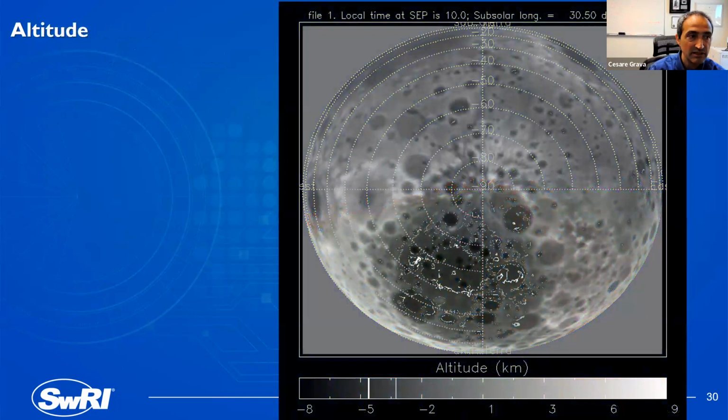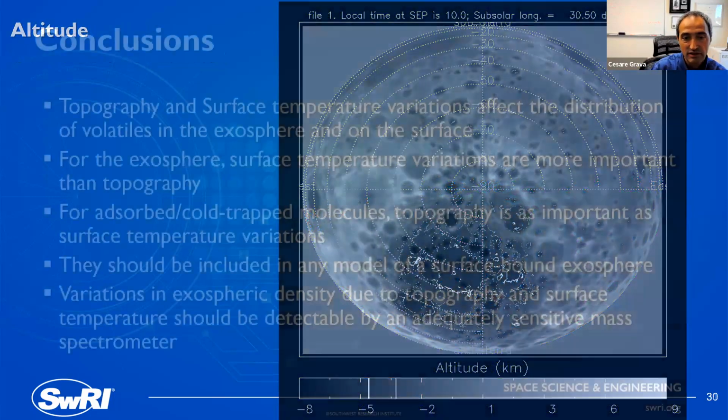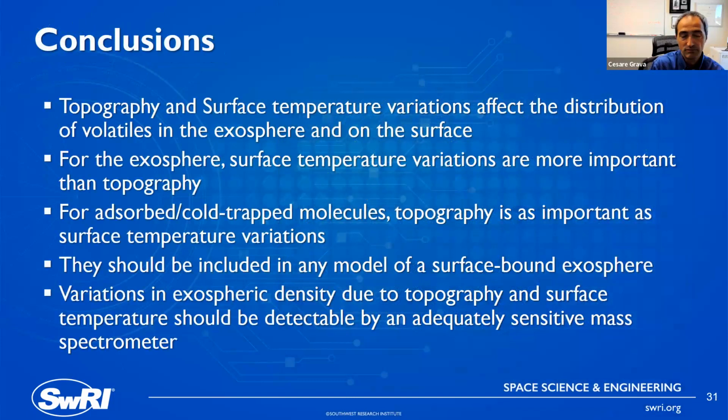Okay, so this is pretty much my talk. So the conclusion: topography and surface temperature variation affect the distribution of volatiles in the exosphere and on the surface as well. For the exosphere, surface temperature variations are more important than topography, as we saw. And for so-called trapped molecules, the topography is as important as surface temperature variations. I think it should be included in any model of a surface-bound exosphere.